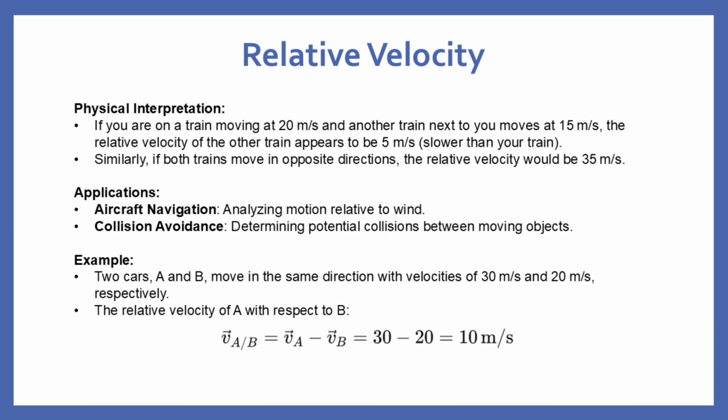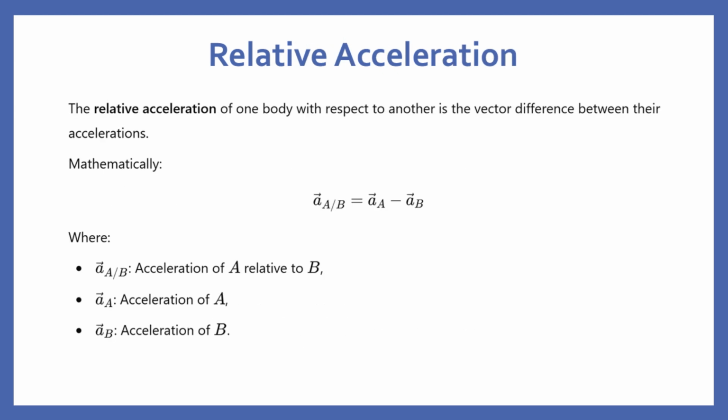Using the example provided, when two cars move in the same direction at different speeds, 30 meters per second and 20 meters per second, their relative velocity is simply the difference, 10 meters per second. This concept is crucial in many real-world applications, from aircraft navigation to collision avoidance systems. The physical interpretation helps us understand how objects interact when moving relative to each other. Let's explore how acceleration works between moving bodies.